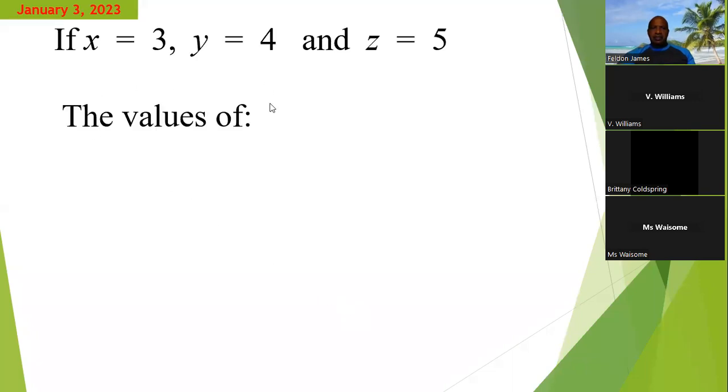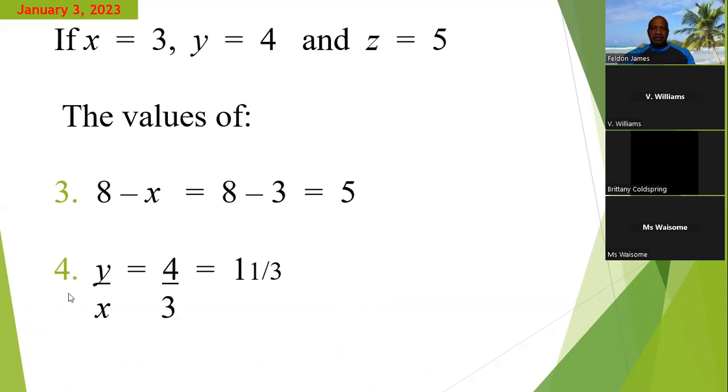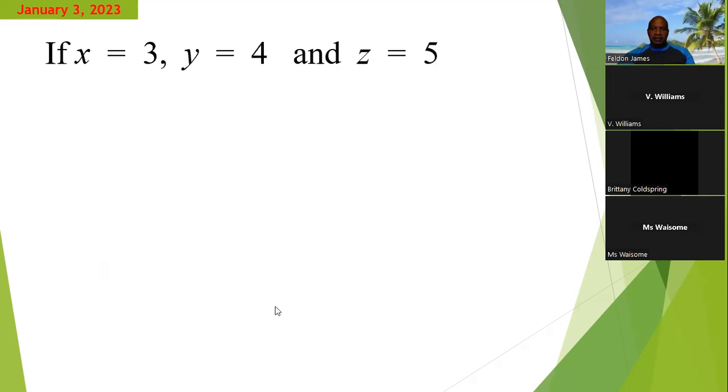All right, so moving along, here we would have 8 minus x. So we know that x is equal to 3, that gives you 8 minus 3 equal to 5. Y over x, using y to be 4, x to be 3. So we have 4 over 3, which is an improper fraction. Converted to a mixed number, we get 1 and 1/3.